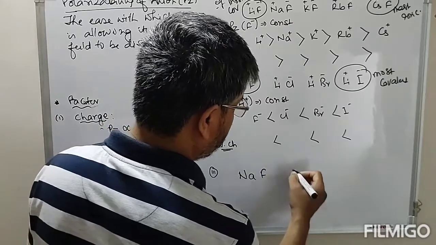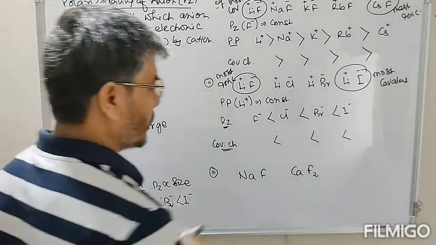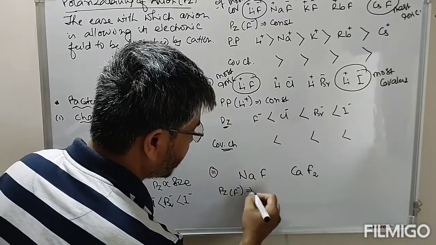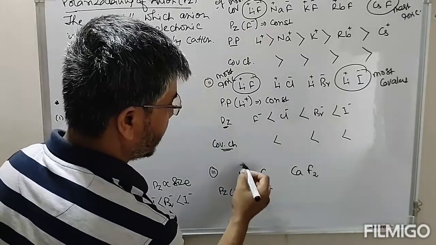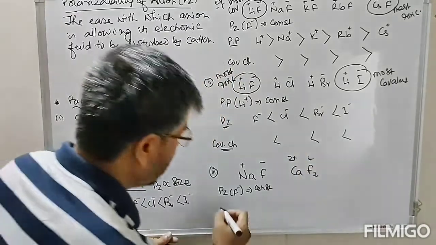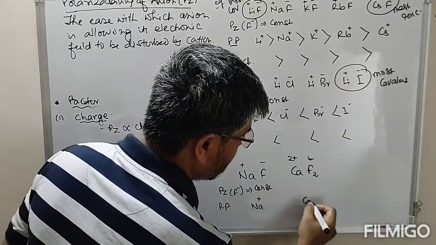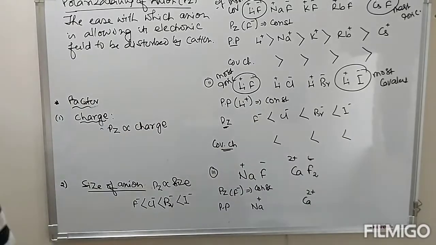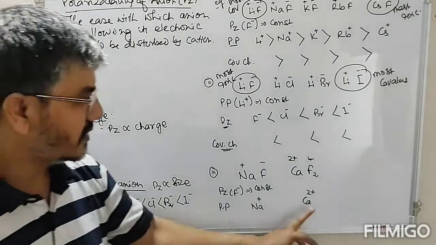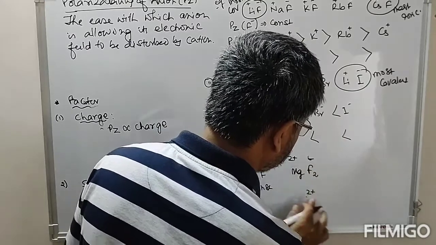Sodium fluoride, calcium fluoride. Let's take this case. So look at the polarizability, that is F minus. We have a constant here. This is Na plus F minus, Ca 2 plus F minus. We have the polarizing power. So look at Na plus and Ca 2 plus. Now we have different cations, sodium ion and calcium ion, or we can say take magnesium.